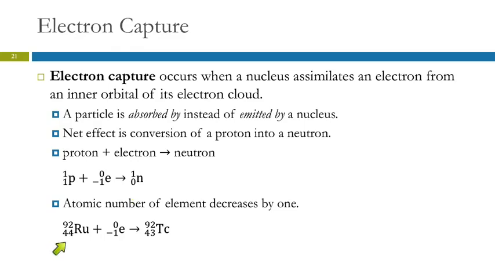So when this happens, we see that the atomic number decreases by 1. We're adding, though, the electron to get the new element, electron capture. Any questions?